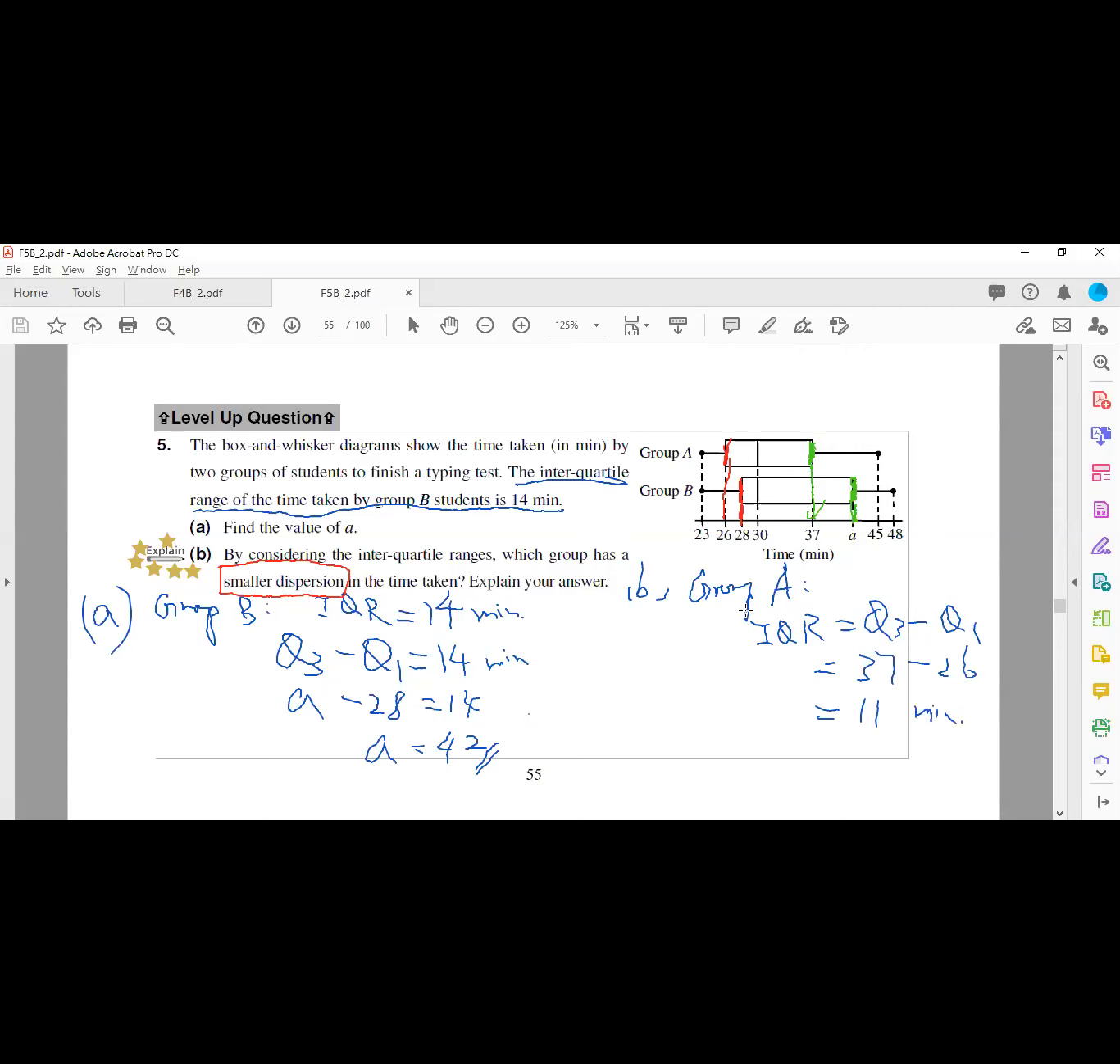But Group B has 14 minutes for the IQR. Okay, therefore we see that 11 is less than 14.